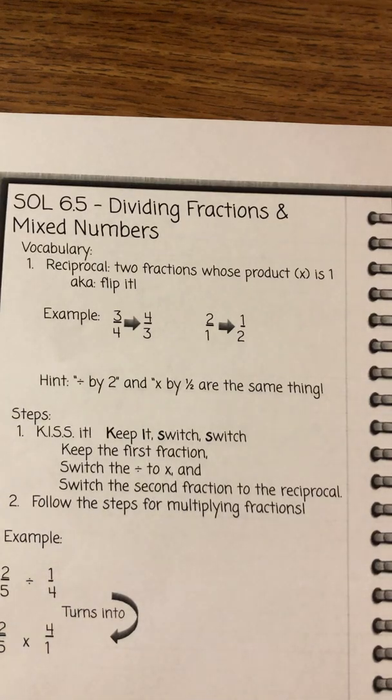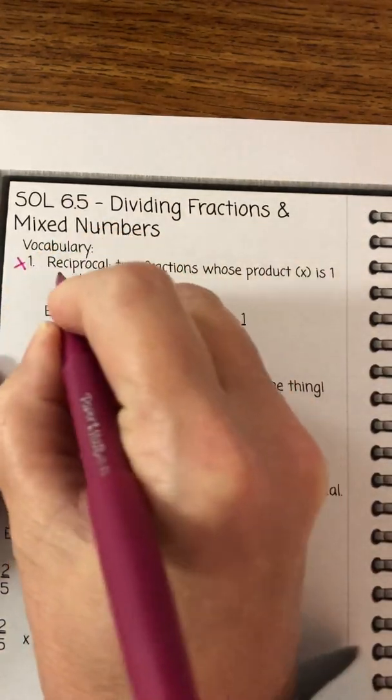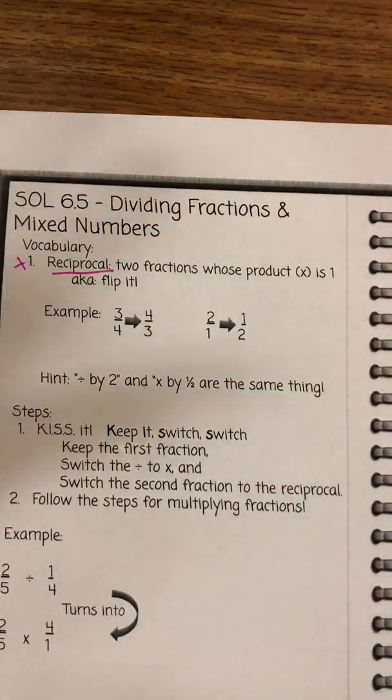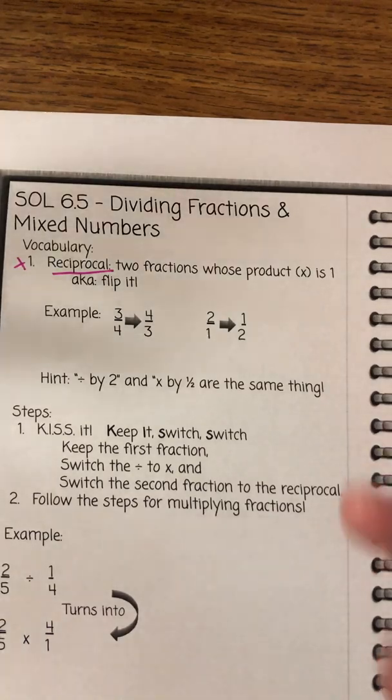Hello, today we're going to talk about dividing fractions and mixed numbers. And the first thing that I want to introduce you to is our vocabulary word, the reciprocal. Now, the reciprocal is when you have two fractions that when you multiply together, they're going to produce a 1. And what does that mean? What does that look like?